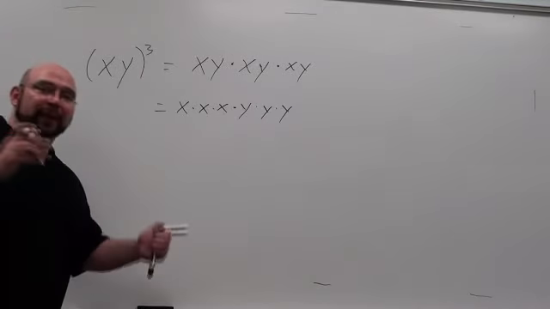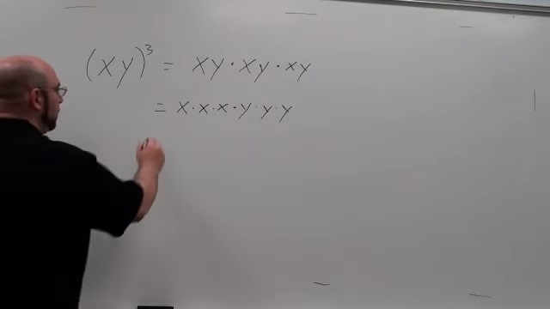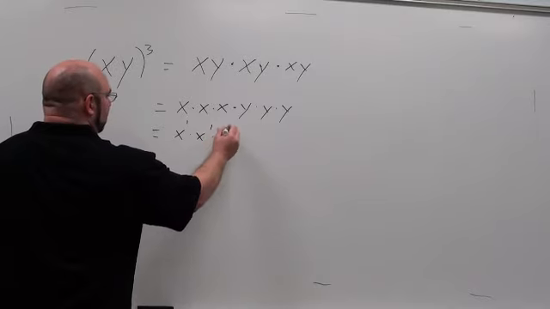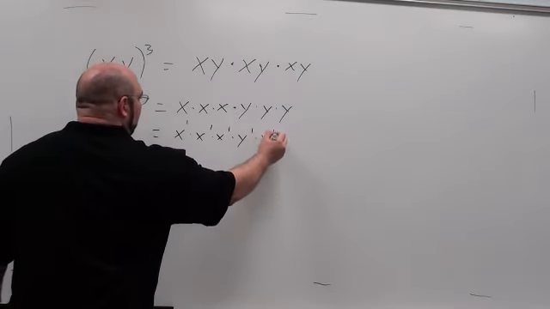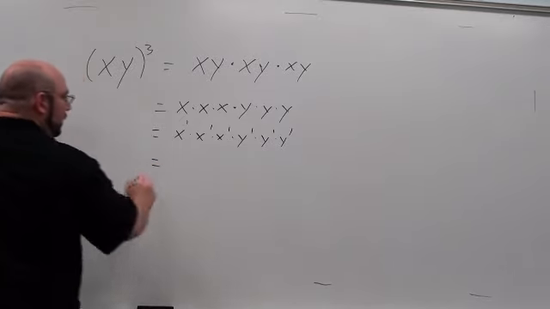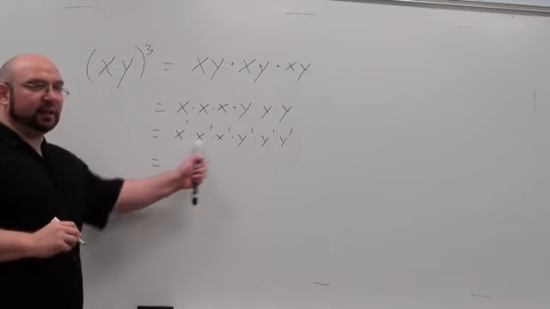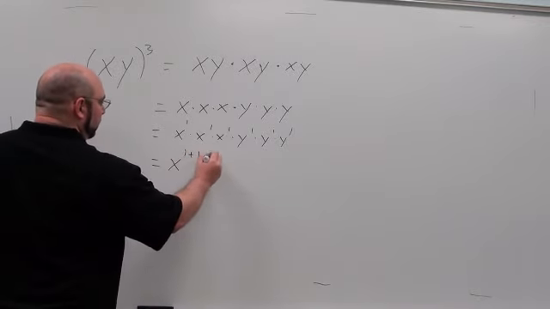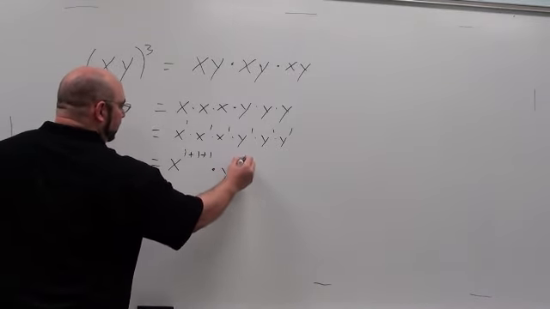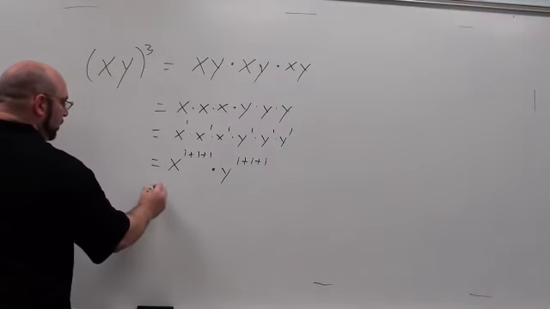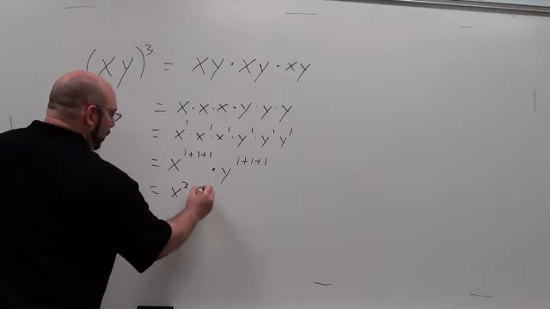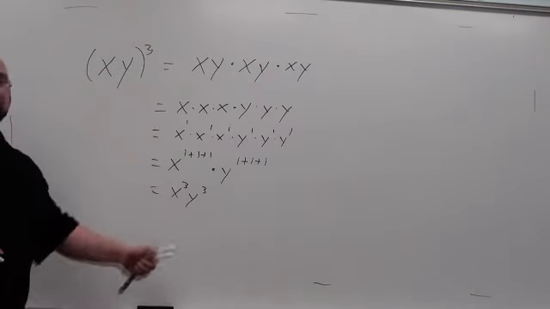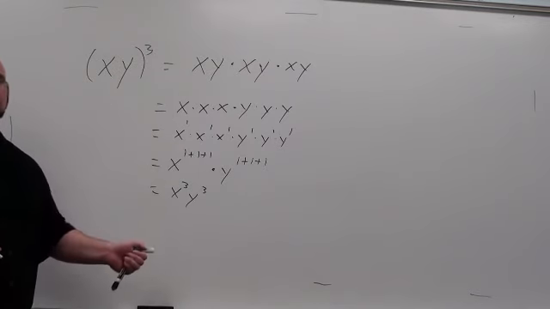Going back to what we know from our addition, this becomes x to the 1 times x to the 1 times x to the 1, y to the 1, y to the 1, y to the 1. We have same bases here, so we're going to add our exponents: x to the 1 plus 1 plus 1 times y to the 1 plus 1 plus 1, which is x cubed, y cubed. Right? This is an ugly way to do it, but this is fundamentally where it comes from.